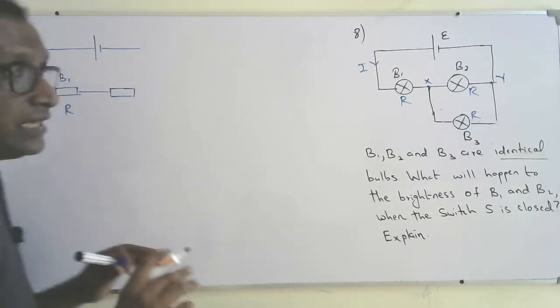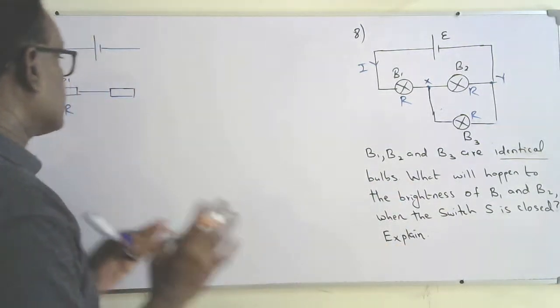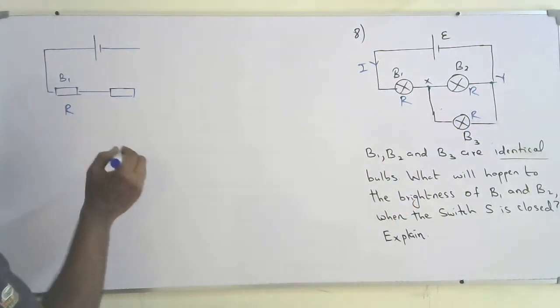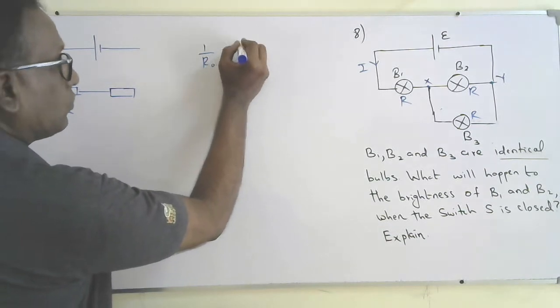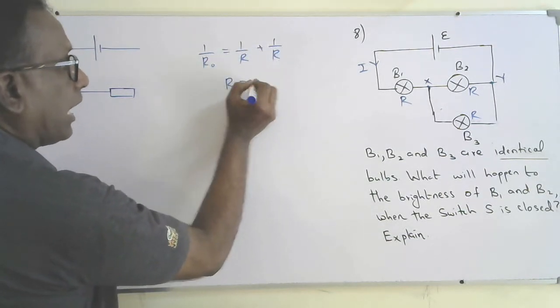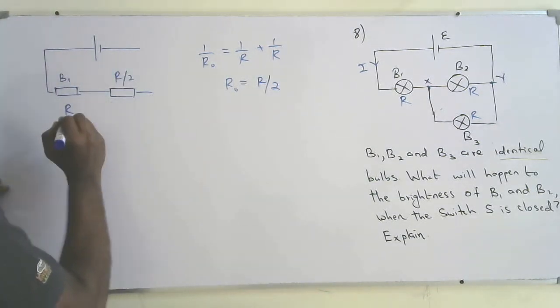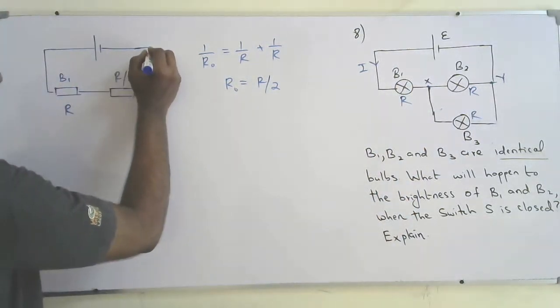I am drawing the equivalent resistance of the circuit. So this is the equivalent resistance of B2 and B3. They have the same resistance, so 1 over R naught equals 1 over R plus 1 over R. R naught will be R by 2. So this is going to be R by 2, the equivalent resistance of the bulbs B2 and B3.